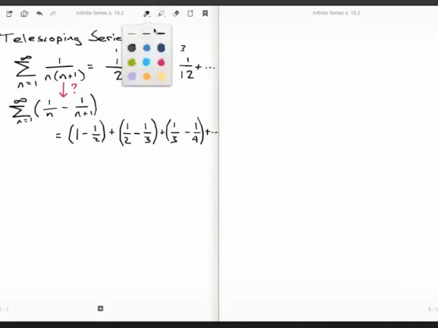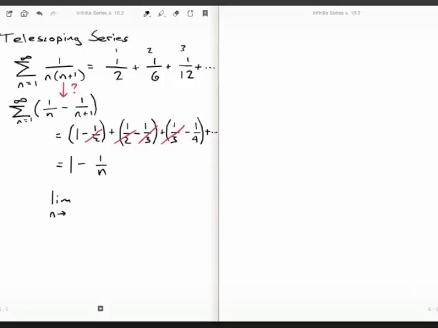Well, what's going to happen to some of these terms here? Get out the old cancel pen. Negative 1/2 and positive 1/2, those are going to cancel. And then negative 1/3 and positive 1/3, those are going to cancel. Negative 1/4 and positive 1/4. So really what this winds up looking like is 1 minus dot dot dot, I go all the way to the end here, 1 over n.